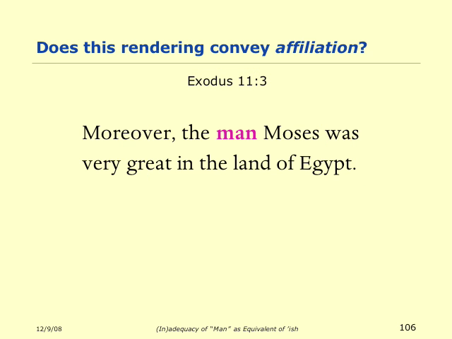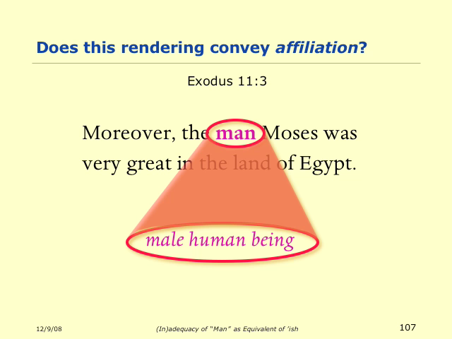Now, because affiliation is primary, we must ask whether our rendering succeeds in conveying that meaning component of Ish. In this case, the answer is no. Although in certain usages the word man can at least denote a subordinate, as in the sentence, "I'll have my man bring the car around," the present context elicits the sense of man simply as a male human being, not in relation to another party.